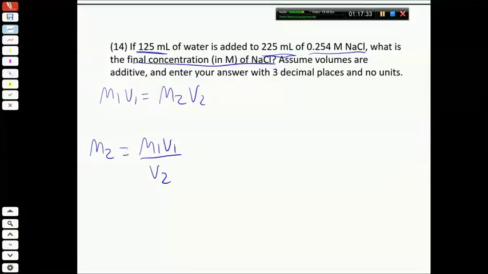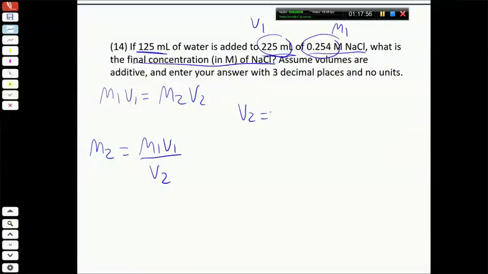And then what we have to think of here is what information we already have. So the initial molarity is given to us. M1 here is 0.254. V1 is the initial volume, which is 225 milliliters. But now we have to find what the final volume is, V2, and this is the one that's not directly given to us. So remember, V2 is the final volume after we add the additional water.